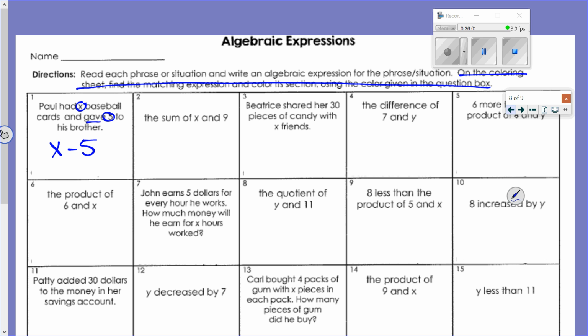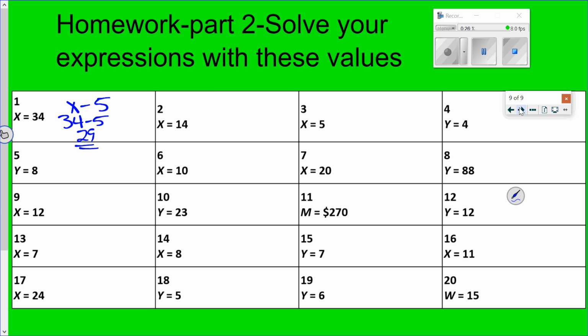So example number 2, the sum of X and 9. Sum means addition, X plus 9. So I turn it over. X plus 9. Now it's 14. 14 plus 9 means it's 23. Pretty easy, right? Okay, so that's what you need to do for your homework.